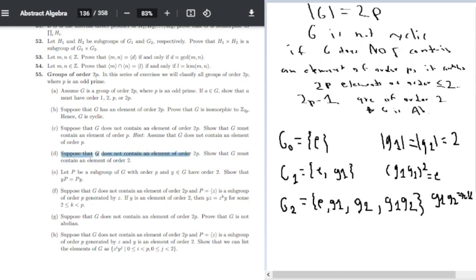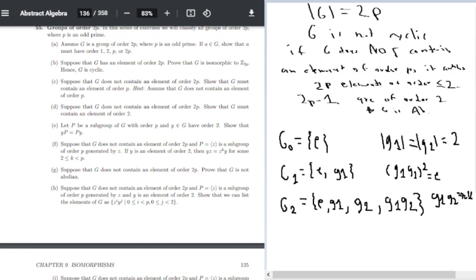Suppose that G does not contain an element of order 2p. Show that G must contain an element of order 2. Well, it's mainly that if we have no element of order 2p, we have an element of order p. Oh, this is actually really interesting. So we either have an element of order 1, 2, or p. If we have an element of order p, then we need to have another element outside of that, but it can't also itself have order p, because then we have order p squared, so we need to have order 2.